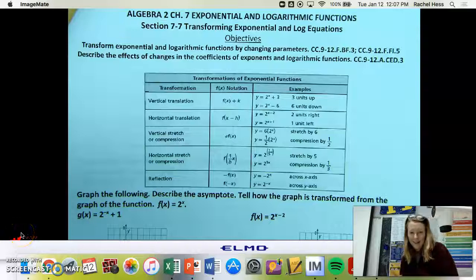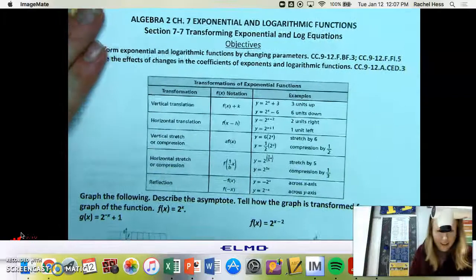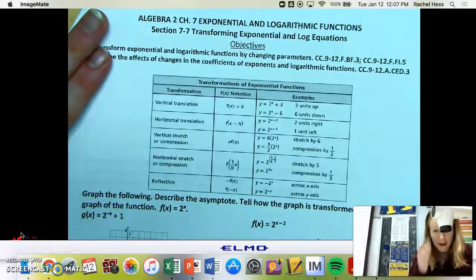Hi, everybody. Your favorite type of lesson coming up, transformations. Whoop, whoop. This is the fourth time we have been revisiting transformations. So you should already have this table sort of memorized.